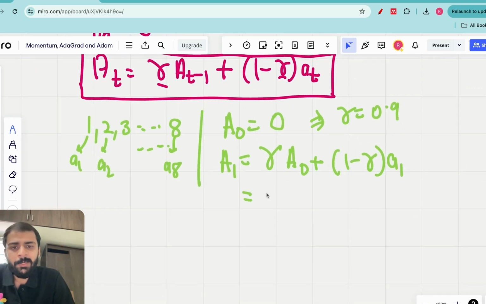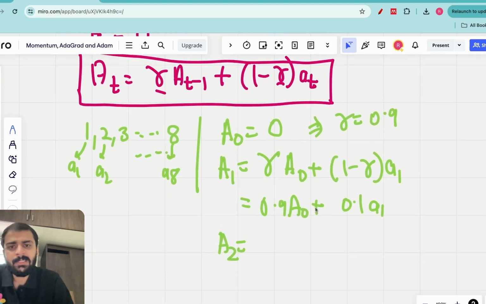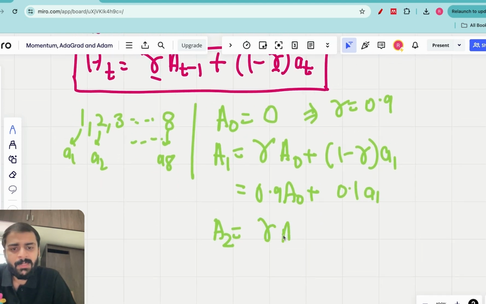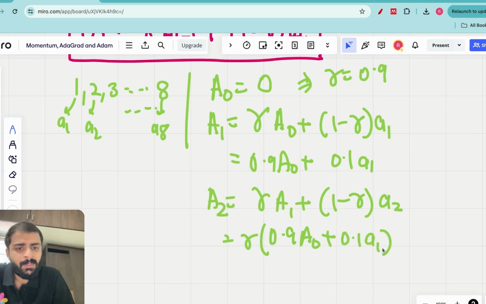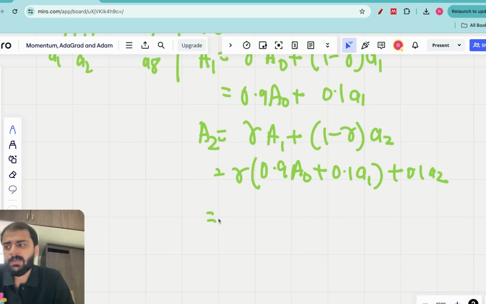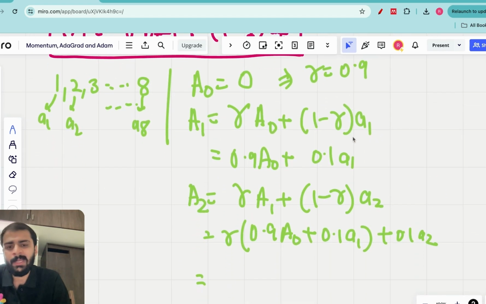So capital A1 is 0.9 A0 plus 0.1 a1. Then capital A2 is gamma times A1 plus (1 minus gamma) times small a2, which is equal to gamma times (0.9 A0 plus 0.1 a1) plus 0.1 a2. Here we are looking at gamma equal to 0.9, right?